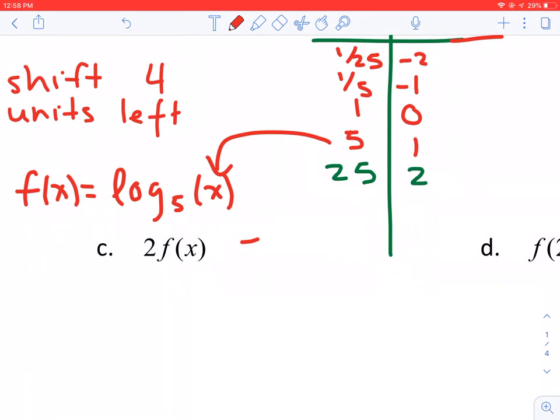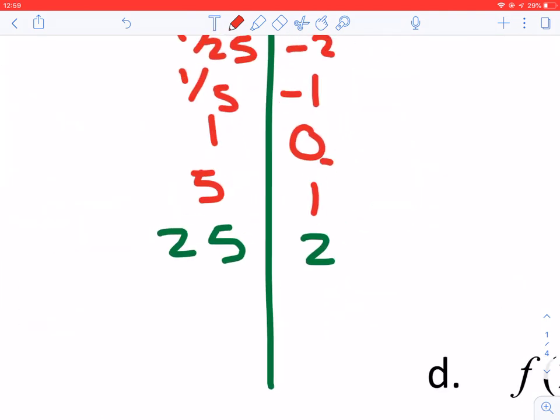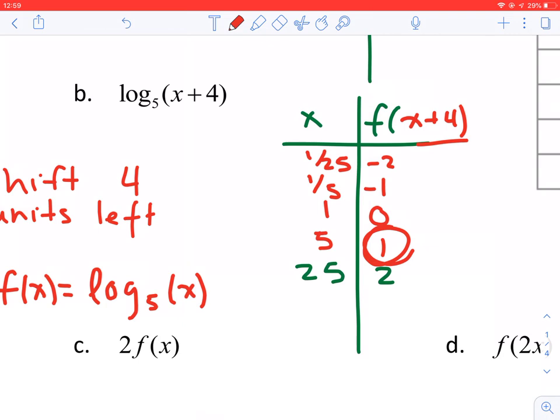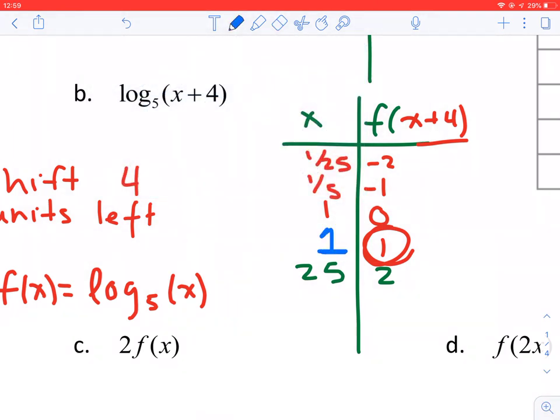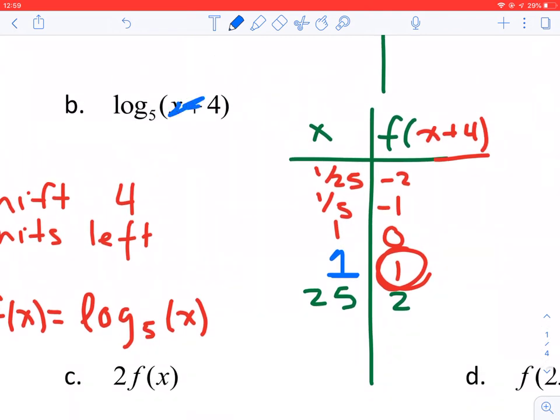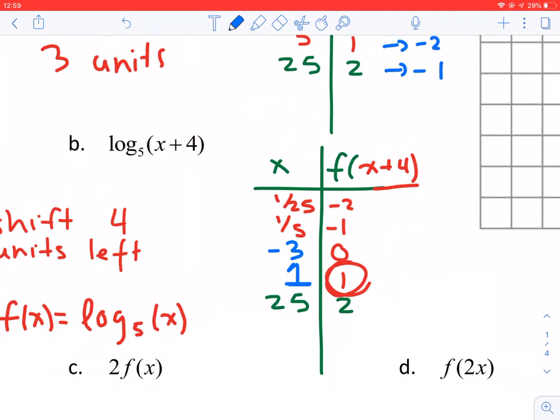So if I shift this 4 units to the left, if I still want this to equal 1, right, well, what do I need to plug in now? Well, instead of plugging in a 5, because I know when that's equal to 5, it's equal to 1, so x plus 4 now needs to equal 5, so this has to be 1 instead. I know when this entire thing is equal to 1, log base 5 of 1 is 0, because 5 to the 0 power is equal to 1. So when my inputs are now x plus 4, what do I need to plug in here to get 1? I need to plug in a negative 3. Right, so we're shifting 4 units to the left.